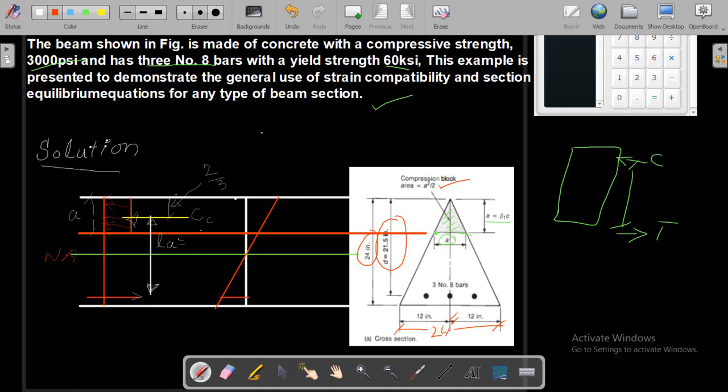Here is the area of steel, that is 3 number 8 bars. So how much will it give us? For 3 number 8 bars, we have to multiply 3 times 8 squared divided by 9, right? From this we will find the area of steel. So let me find out the area of steel right here. Area of steel will be 3 times the area of 1 bar. Area of 1 bar is the bar number squared divided by 9. From this you will get 2.37 square inches. So this is the area of steel, 3 number 8 bars.